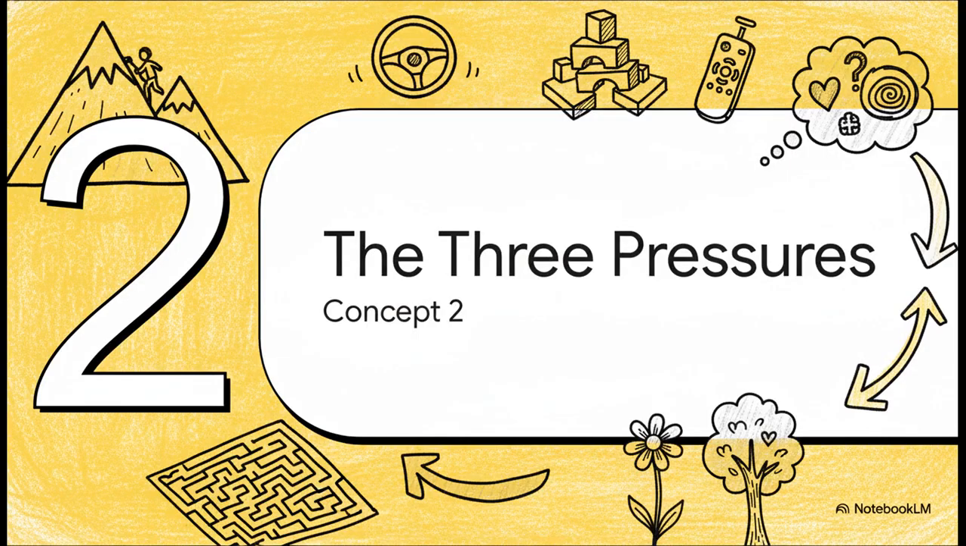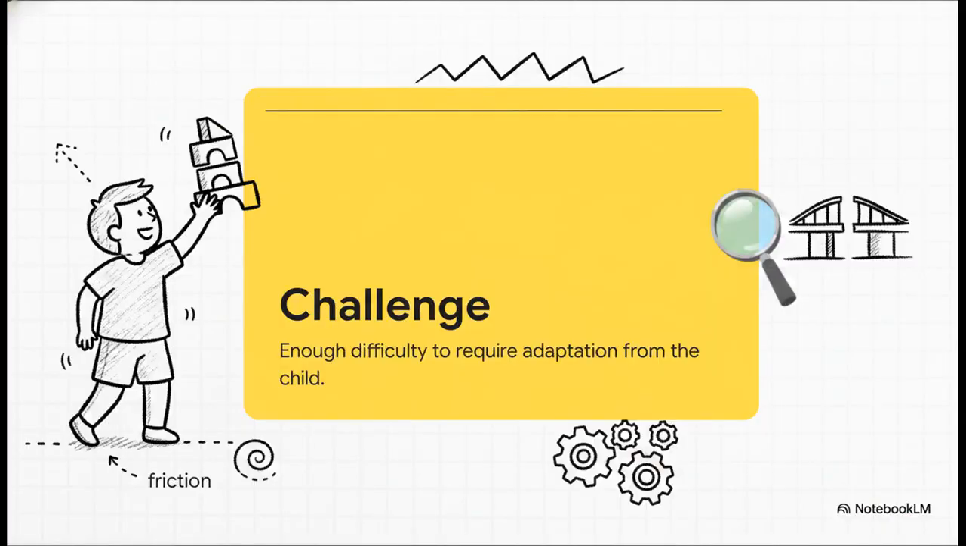Moving right along to concept 2. The 3 pressures. Now we are hitting the absolute core focus of our explainer today. If you want to design play that actually changes a child, rather than just looking like cute playtime, you have to balance 3 specific pressures: challenge, control, and meaning. Honestly, these 3 pressures are exactly what turn mere entertainment into true developmental growth. Let's break them down, starting with challenge.